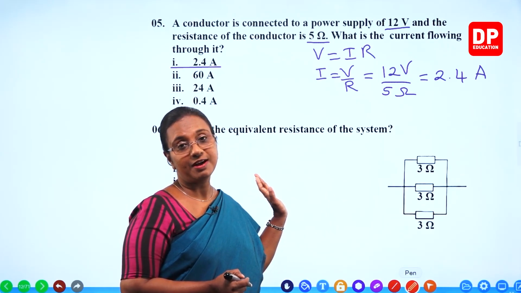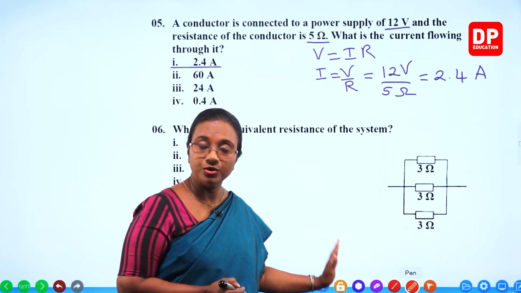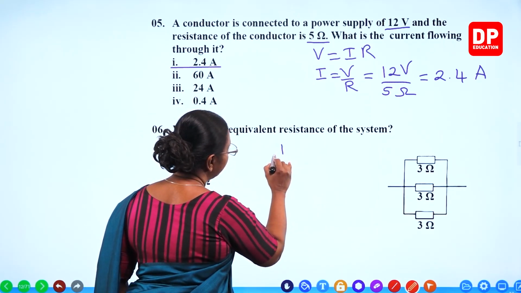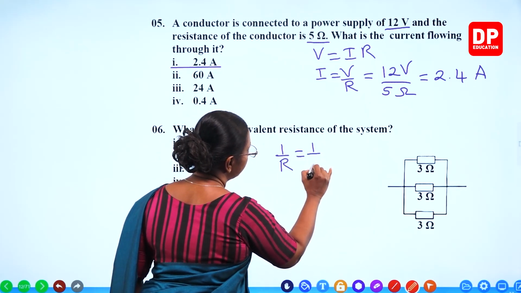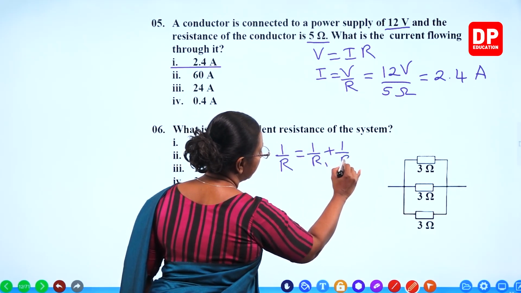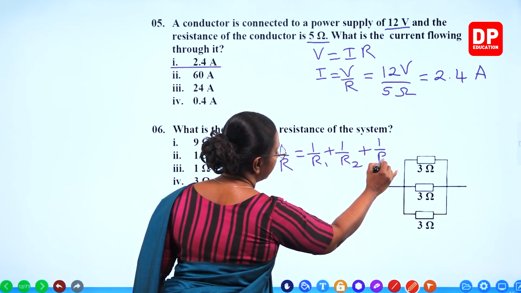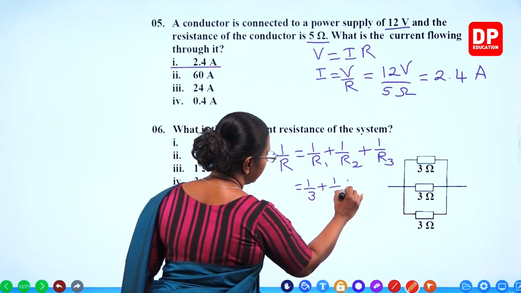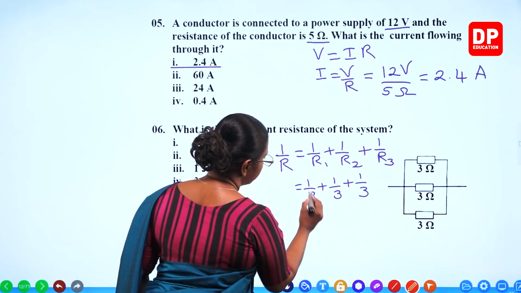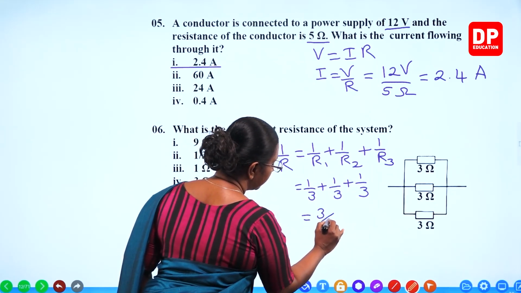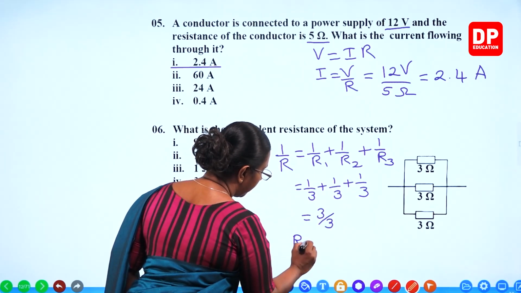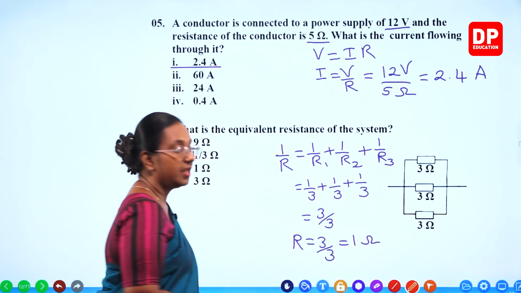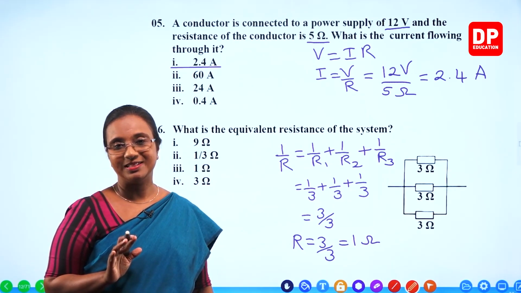Like that you can quickly find the answer. But I will show you all the calculation also. So if the resistors are parallel, equivalent resistance equals 1 over R1 plus 1 over R2 plus 1 over R3. So that is 1 over 3 plus 1 over 3 plus 1 over 3. So all these together 3 over 3. When you take R, that is also 3 over 3. That is 1 ohm. Now can you all understand the shortcut method?